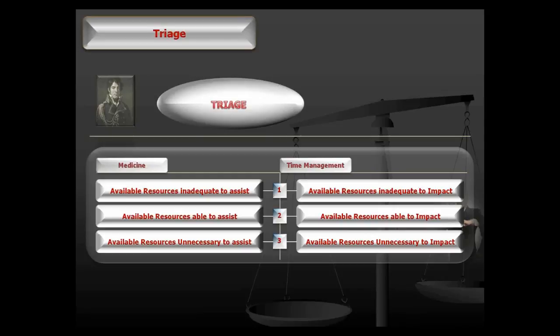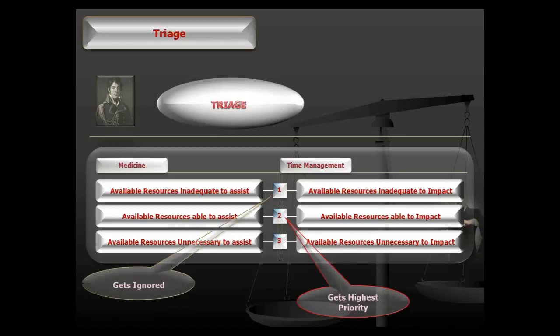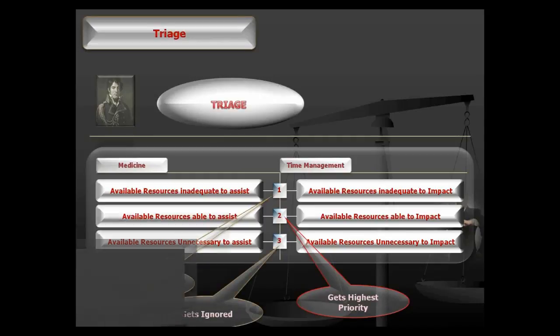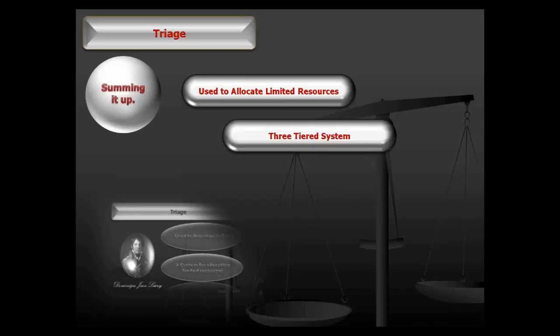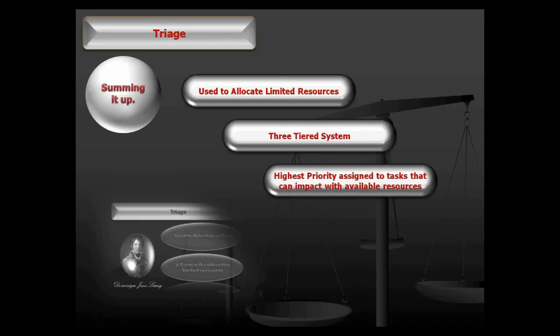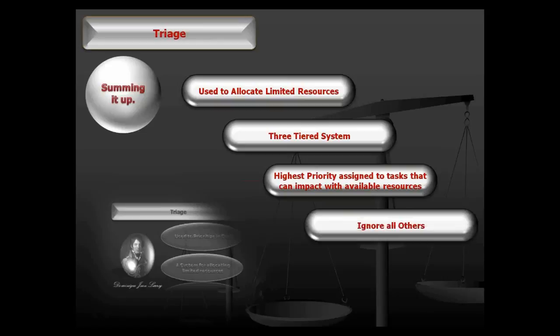It's the most basic form of triage, and that's what's typically used in time management as well, where Tier 2 gets the highest priority, Tier 1 gets ignored for now, and Tier 3 gets ignored for now. Let's just sum it up: triage is a system, again, used to allocate limited resources. It's a 3-tiered system. The highest priority is assigned to the tasks that we can impact based on the available resources that we have. And for now, what's at hand right now, with zero hour, we ignore the others.